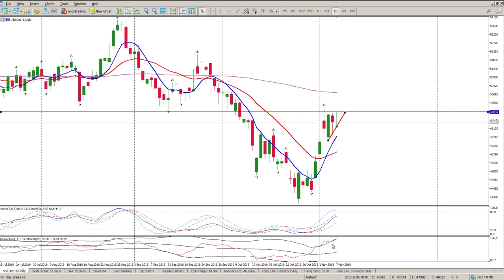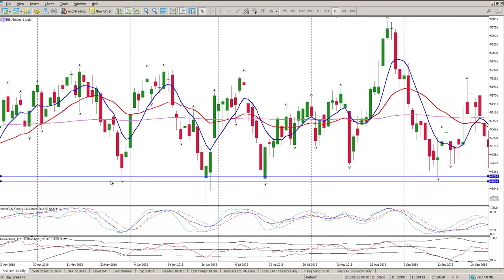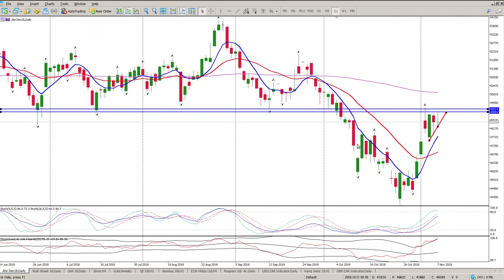Okay, the oscillators grouping like this is a bit of a worry for me on the daily because that is starting to indicate we are a little bit tired. And we are at a fairly significant level, being this previous resistance, which has now been used as support. And you can see if I look to the left, there's quite a bit of interaction over the months with this level. Okay.